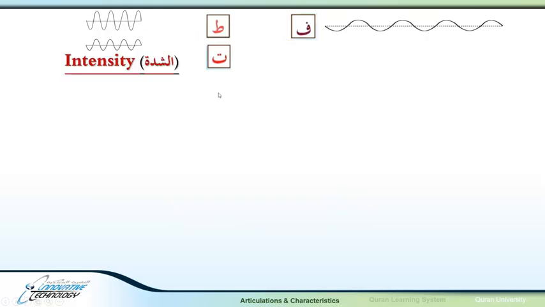The ta and ta both have the same frequency, so they have the same intensity. So we need to take a different letter to compare with. We're going to take now the f. So the ta and ta are intense letters. They have the characteristic of intensity, al-shidda. While on the other hand, the f has the characteristic of looseness, or al-rakhawa. We can see the wave is loose.